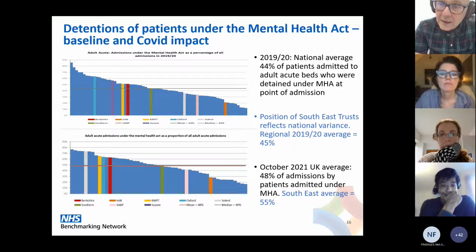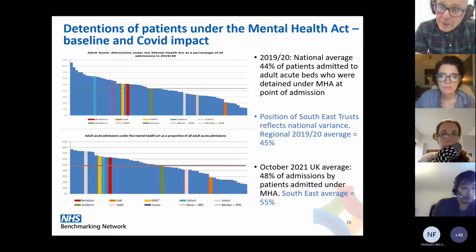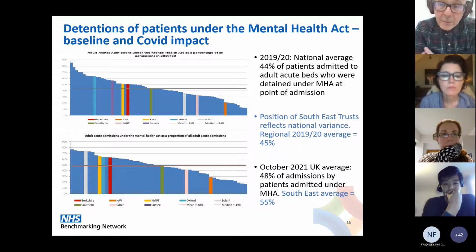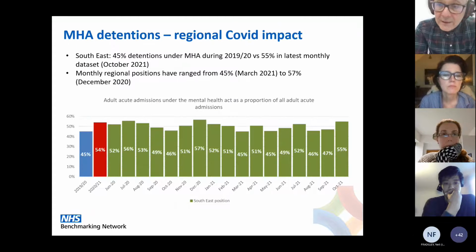But the region actually has really increased. So there's something going on behind this story. So the region has gone from 45% to 55% over the course of the pandemic. So this may speak to us about patient experience, that patients are being brought in on an involuntary basis.